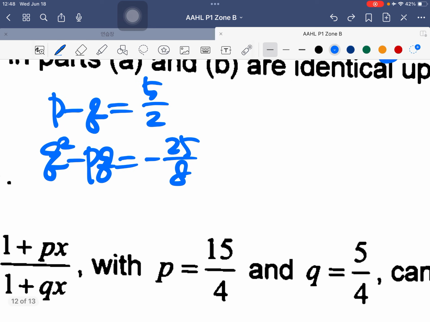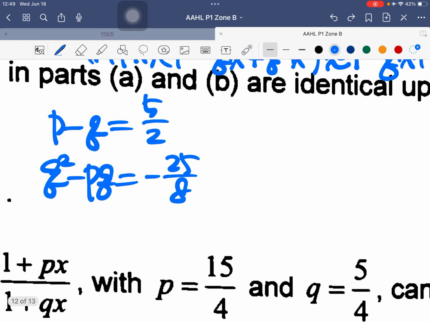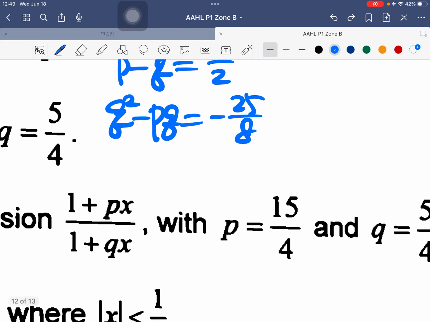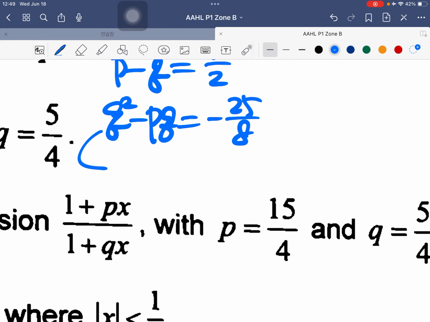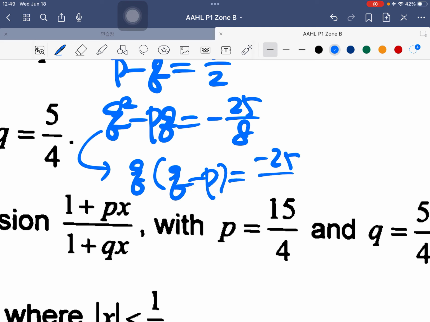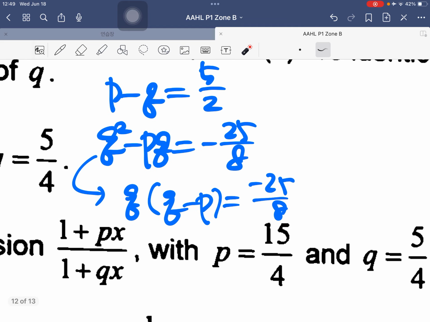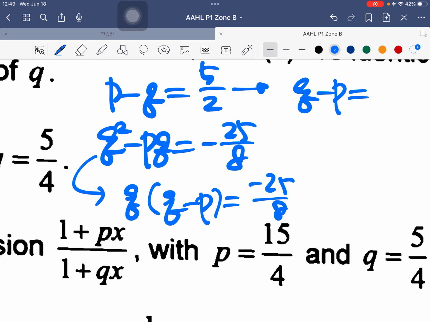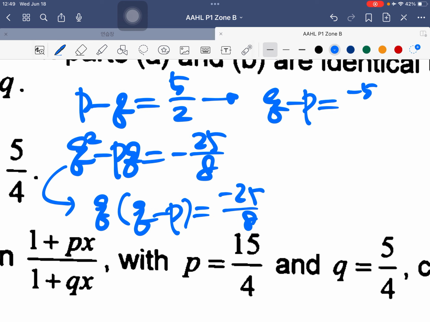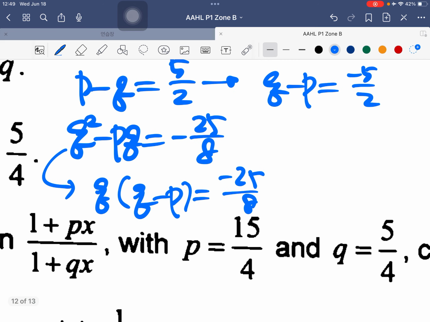so don't make it complicated. From this equation we can factorize. Q in front is going to be q times (q minus p) equals minus 25 over 8. Here is q minus p. So from this expression we can say q minus p is the other way around, so minus 5 over 2. Plug this value into that value.